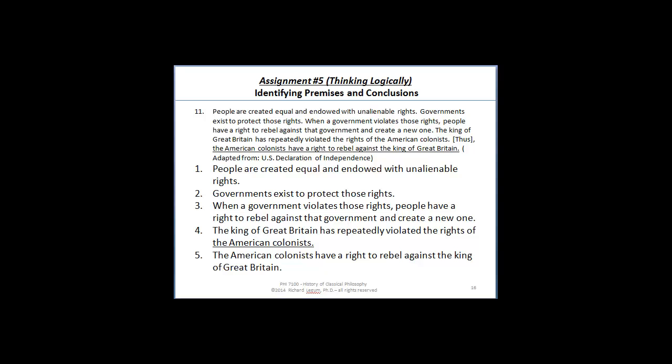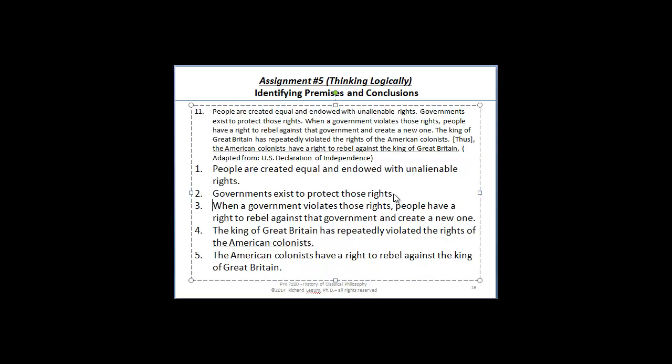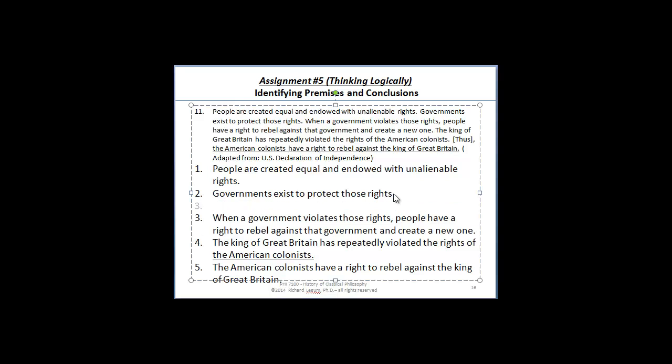Are those really premises? People are created equal and endowed with unalienable rights. Governments exist to protect those rights. Maybe we have a little bit more. Maybe we really almost have two arguments together in one argument. That is, it looks like 1 and 2 may themselves be an argument for 3. So it looks like we have two arguments, one for the conclusion that's number 3 and one for number 5. Now this is a little bit complicated, and we won't get up to it until later.